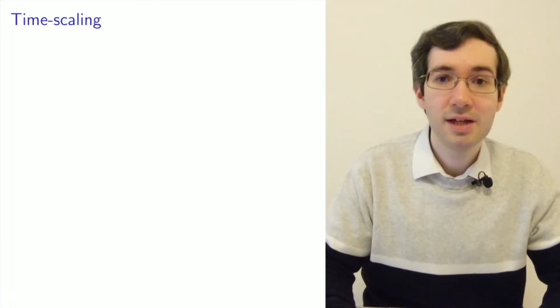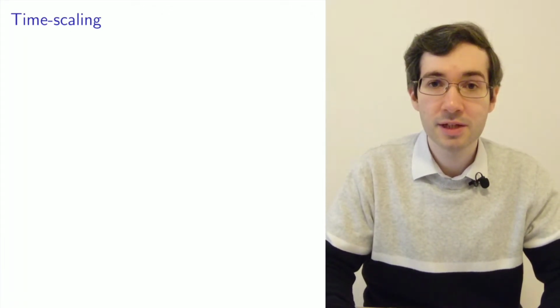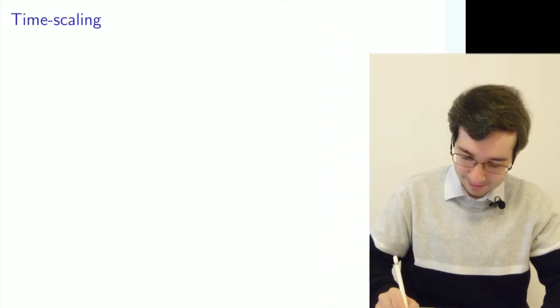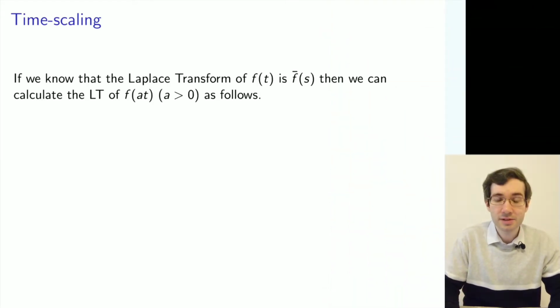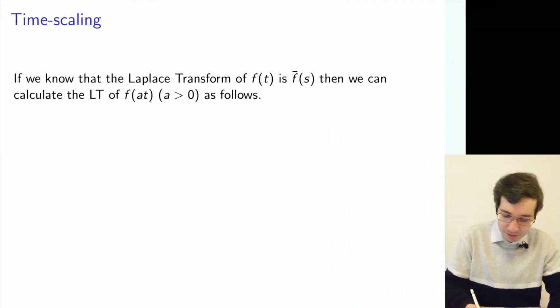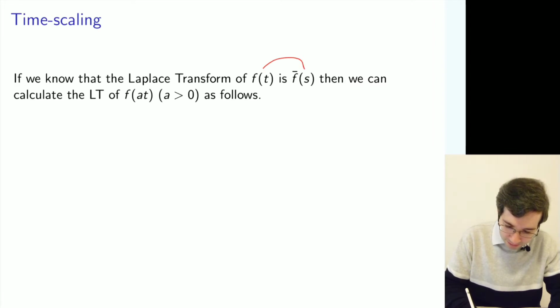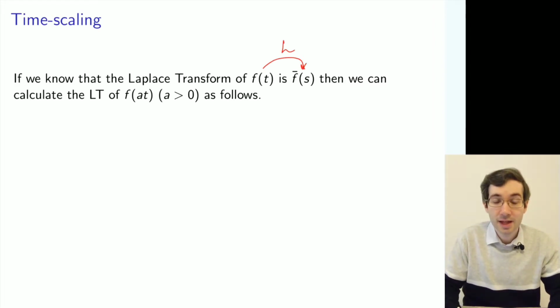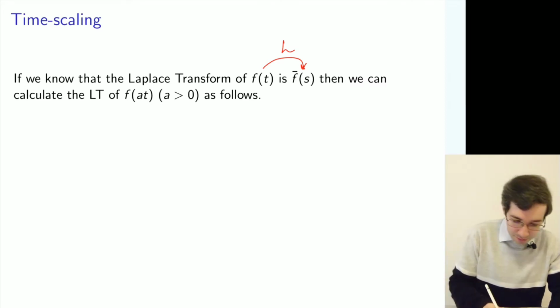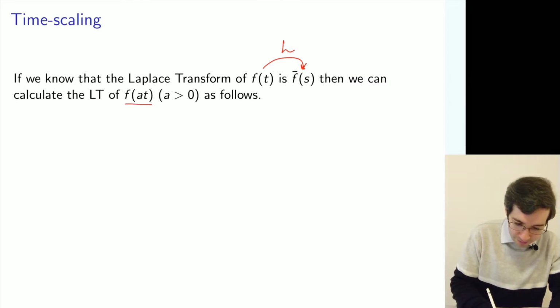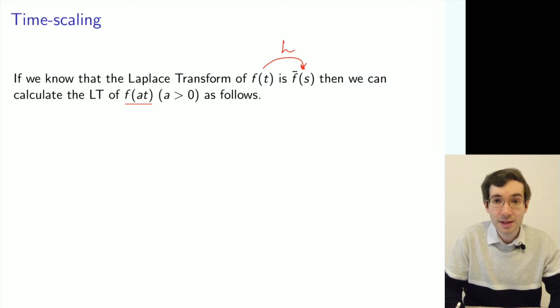Now we'll consider a property of Laplace transform called time scaling. Let's say I have a function f of t and you know its Laplace transform f bar of s, and you want to know how to find a Laplace transform of a function with a scaled argument a times t, where a is just some positive constant.